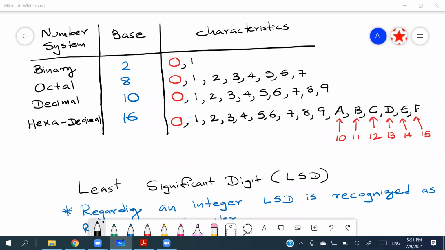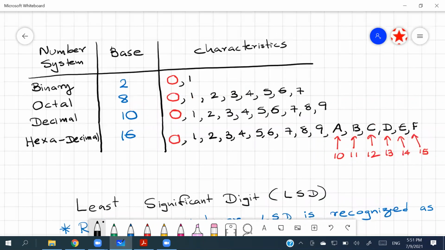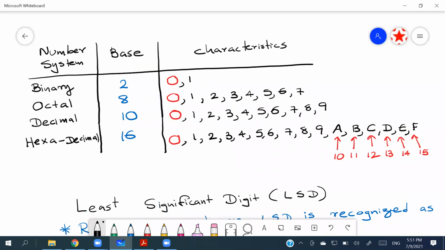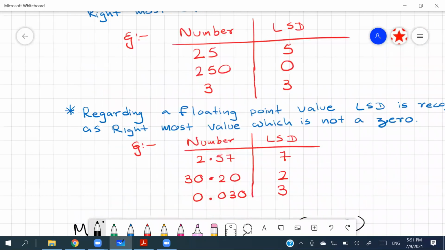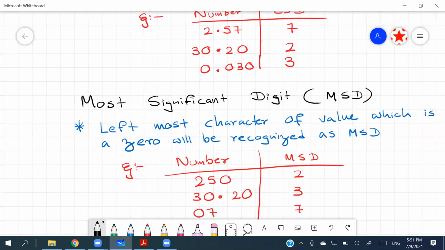And today we are going to continue from that point onwards, right? So if I recap the things, we talked about the number systems, the 3 different number systems we got to know, which are the binary, octal, and hexadecimal. And then we talked about the LSD and MSD, right?